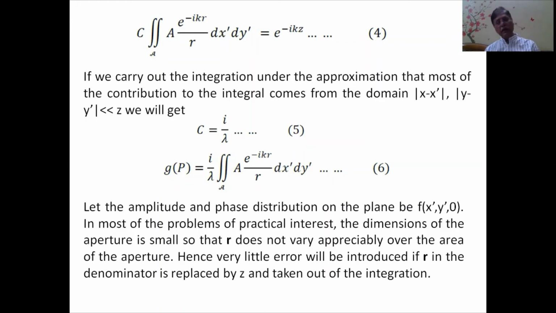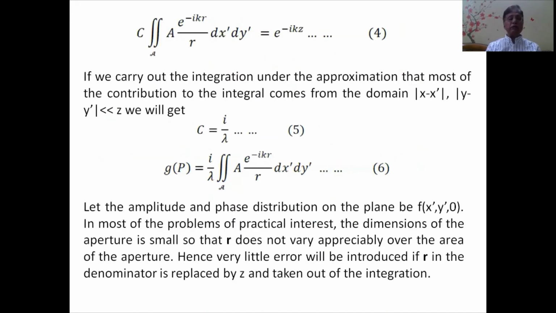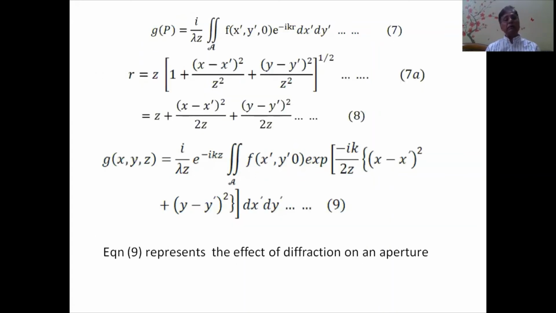Hence, very little error will be introduced if r in the denominator is replaced by z and taken out of the integral. And that is how we can write G at P. Because we have taken this r outside, G at P is equal to i by lambda z, where r has become z, double integral over aperture A, f of x dash, y dash, 0, e to the power of minus i k r dx dash dy dash.